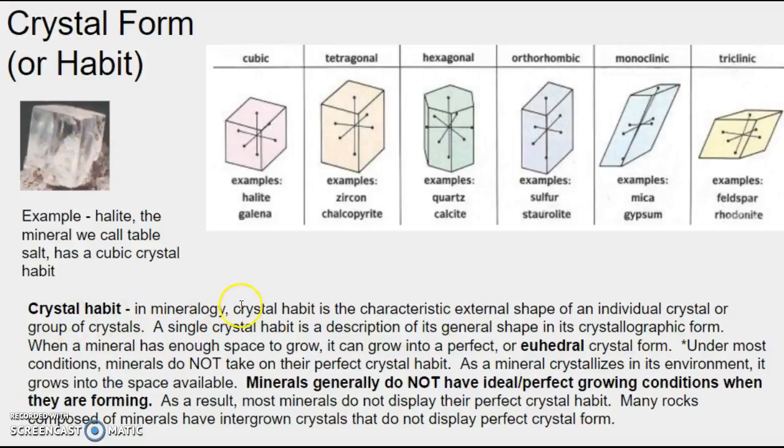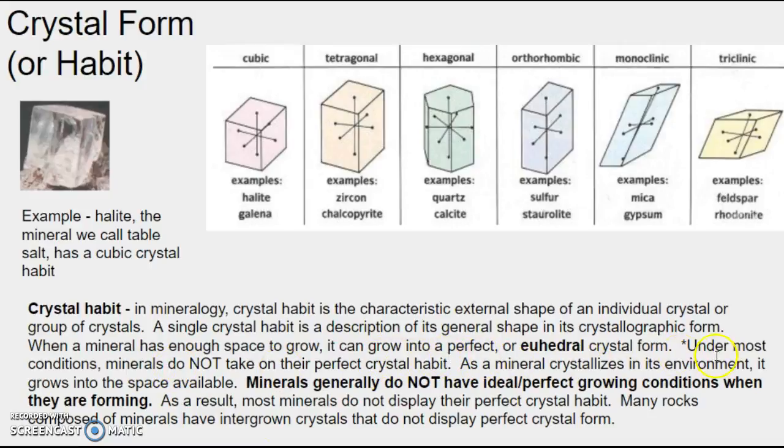So crystal habit. In mineralogy, crystal habit is the characteristic external shape of an individual crystal or group of crystals. A single crystal habit is a description of its general shape and its crystallographic form. When a mineral has enough space to grow, it can grow into perfect euhedral crystal form. Under most conditions, though, minerals do not take on their perfect crystal habit.